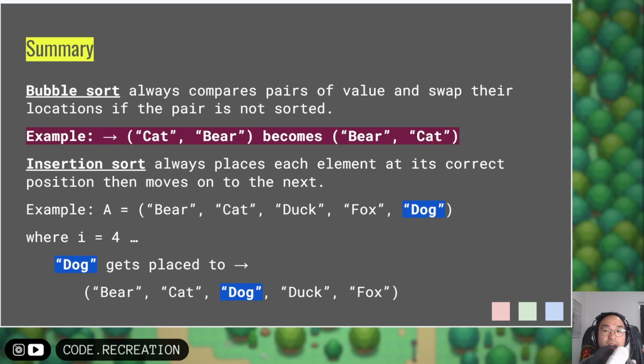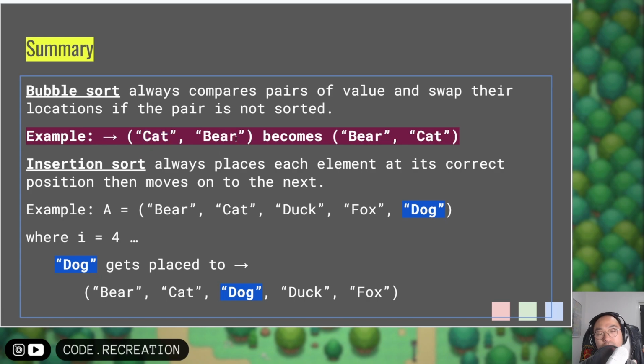So let's say we had a list of animal names and we are sorting them alphabetically. And in this scenario here, I have cat and bear. Well, that is not sorted. So we're just going to swap those two, and if we swap those two, when we consider them as pairs of values, we can consider them as sorted.